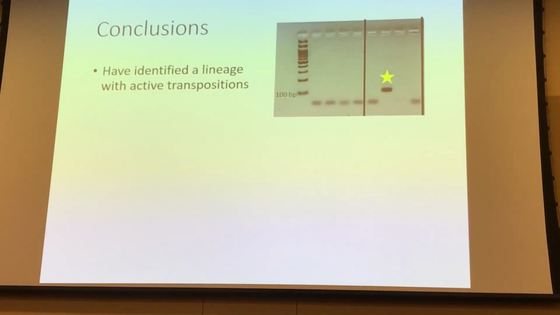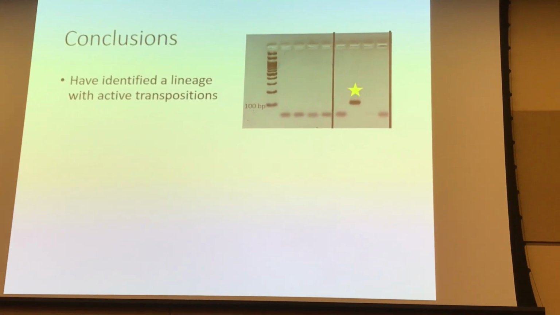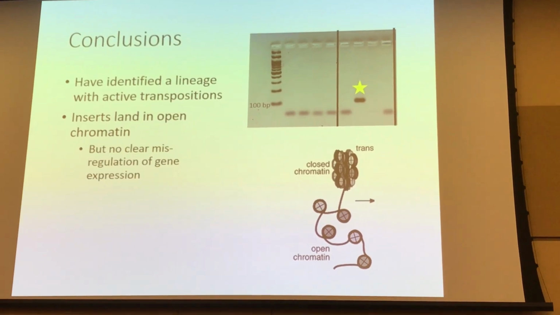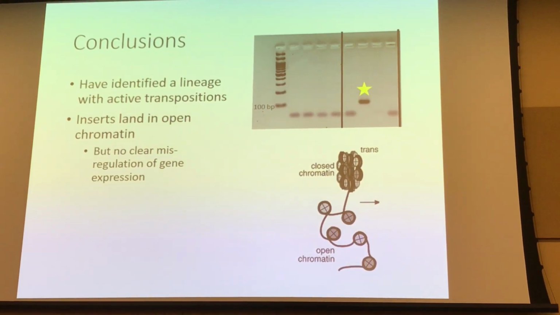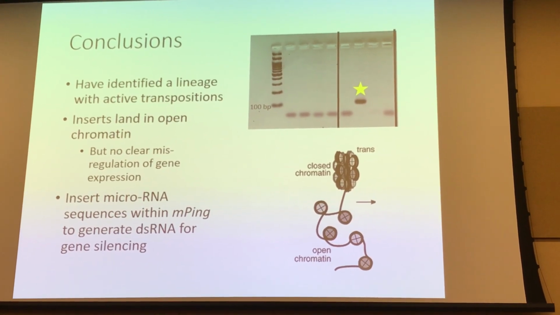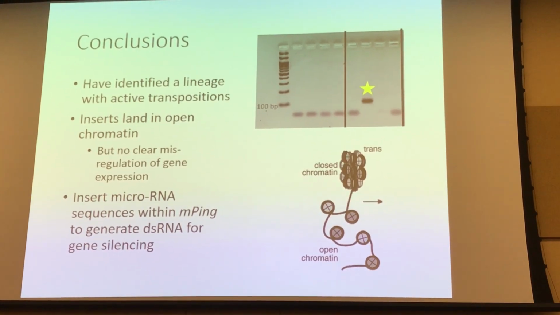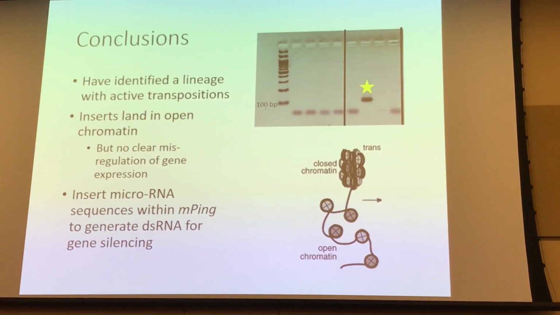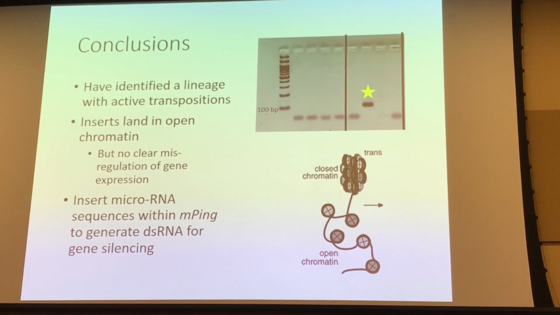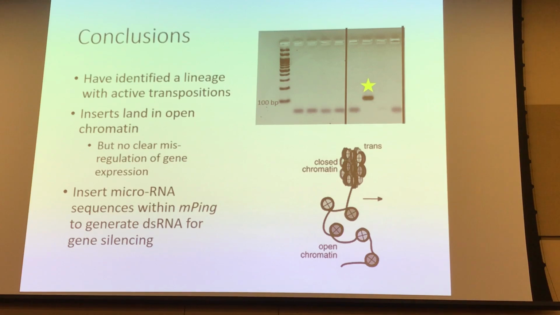So some quick conclusions here. I showed you we have a lineage with active transposition. It seems to be landing in open chromatin, but not affecting gene expression that we can tell so far. And in light of that, we're taking some different approaches moving forward, such as putting in microRNA target sites within NPING and using NPING to move those target sites around to create double-stranded DNA for gene silencing. So if NPING likes to land in promoter sequence, let's leverage that fact and try to cause some gene silencing.